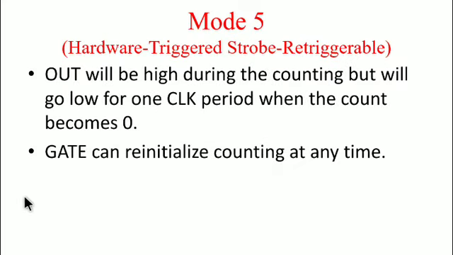The final one is the hardware triggered strobe, re-triggerable. OUT will be high during the counting but will go low for 1 clock period when the count becomes 0. So the gate can reinitialize the counting at any time. This is an important point when you go for mode 5. So that's all about the timer.